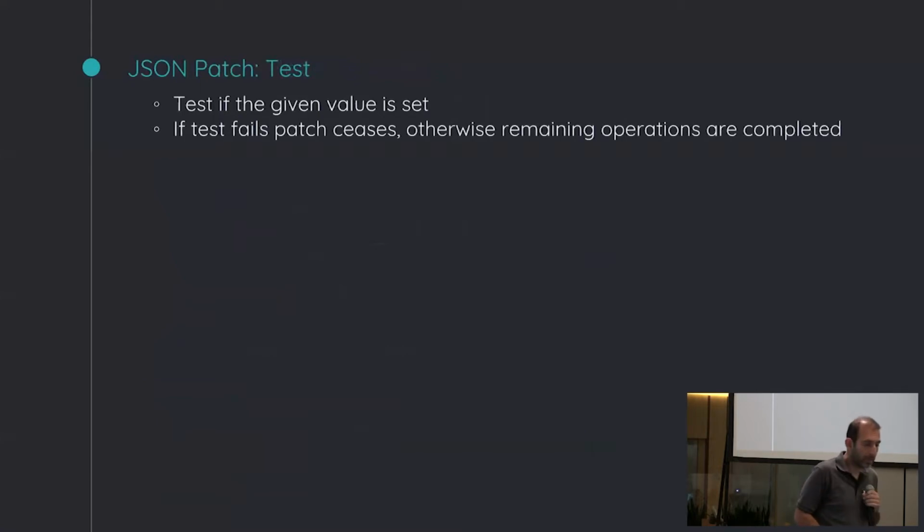Next, patch test. The test operation determines if the specified value is set in the JSON document. If the test fails, the patch operation stops. Otherwise, it goes ahead and completes the remaining operations. As you can see, the API works consistently like this. So if one operation in the chain fails, it stops there.